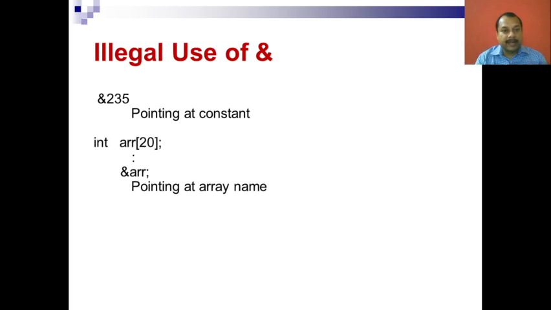Now int arr[20] and &arr, so pointing at the array name. Sometimes you may find, based upon the support of your compiler, what kind of compiler you are using and what advanced features are there, you may not get any error. But this is also not correct usage. The correct usage is &arr[0].